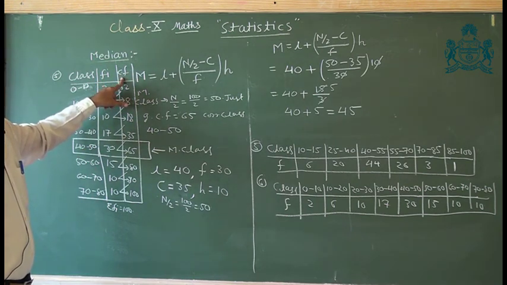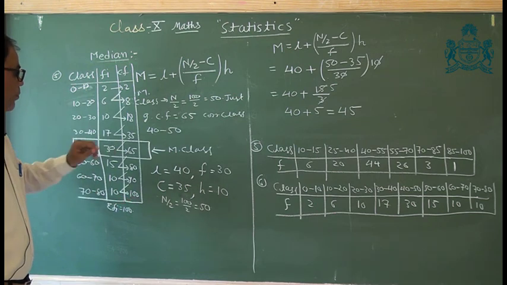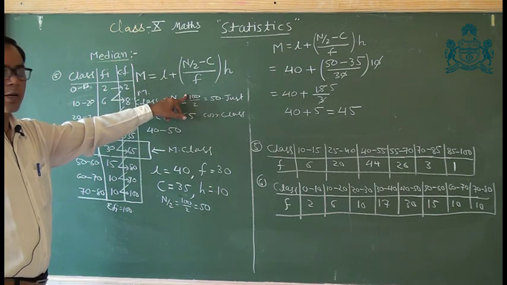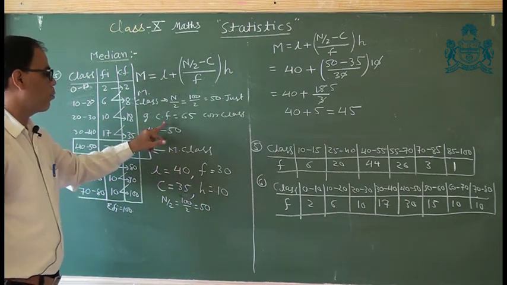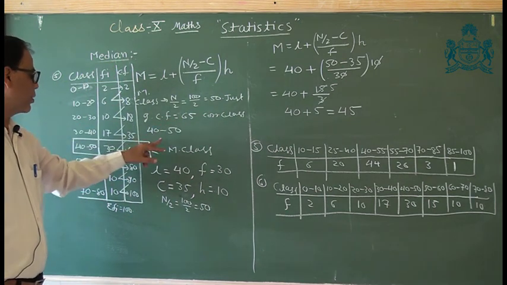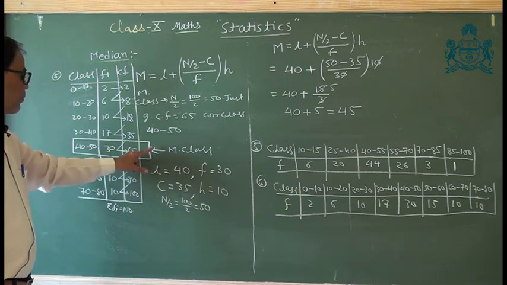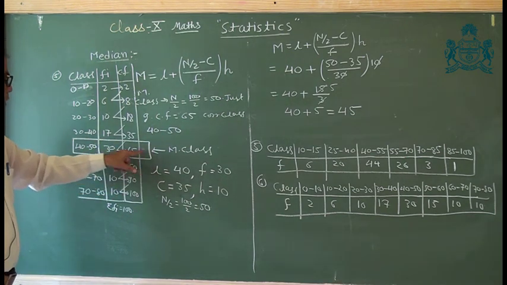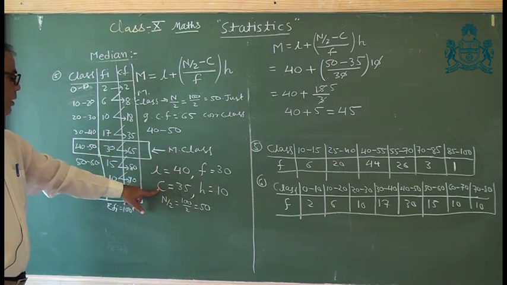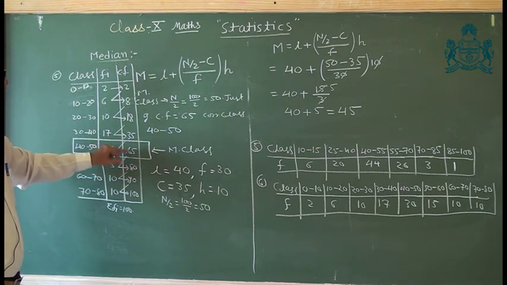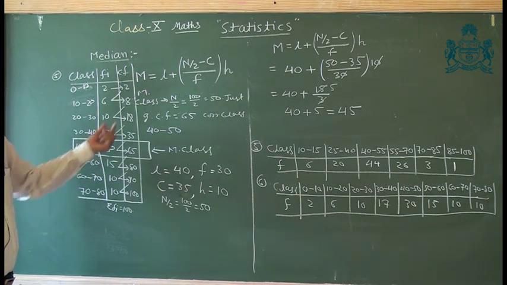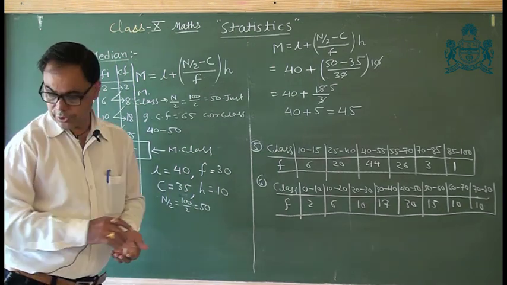First, find the cumulative frequency and the median class, n by 2. N is the sum of frequency, 100 upon 2, 50. Just greater cumulative frequency is 65. Corresponding class is 40 to 50. This is the median class. L is the lower limit of the median class, 40. F is the frequency of the median class. C is the cumulative frequency, 35. H is the difference of lower limit and upper limit, and put the values in the formula. Next question.